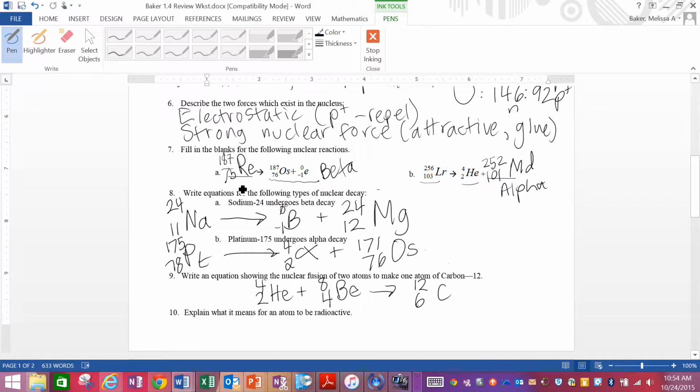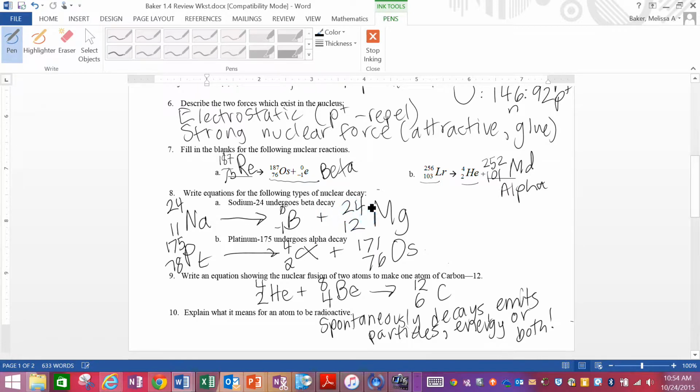Explain what it means for an atom to be radioactive. That means that it is spontaneously decaying. It emits particles, energy, or both. That is the definition for radioactive.